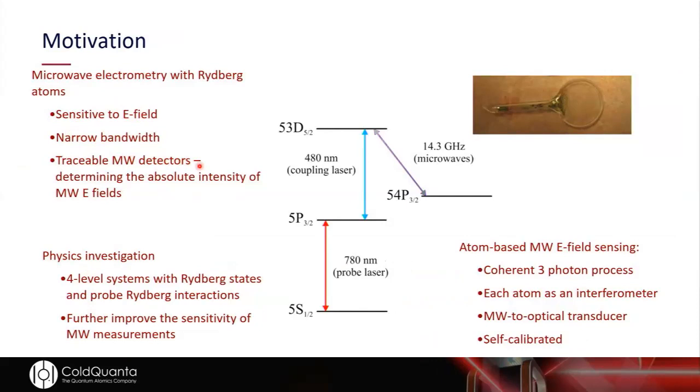The basic idea of the method is to detect a microwave E field through a coherent 3-photon process, using each atom as an interferometer. Rydberg atoms can be microwave to optical transducers. The measurements can be calibrated by the properties of Rydberg atoms. So the method can lead to self-calibrated devices which could overcome the limitations of dipole antennas. Interesting physical phenomena like 4-level systems with Rydberg states or Rydberg interaction could be studied using this setup, which could in turn be used to improve the measurements.